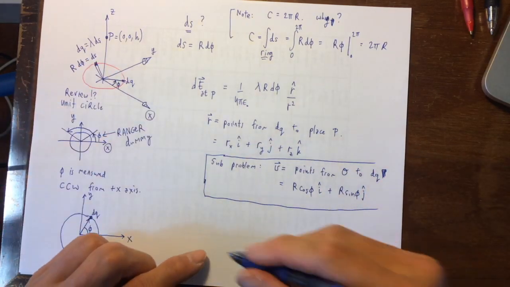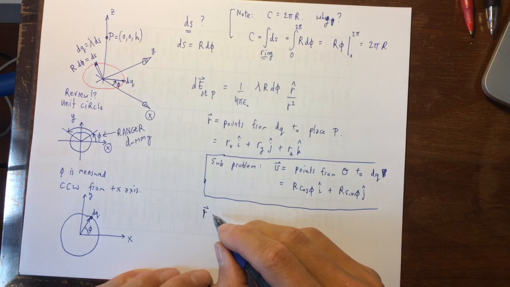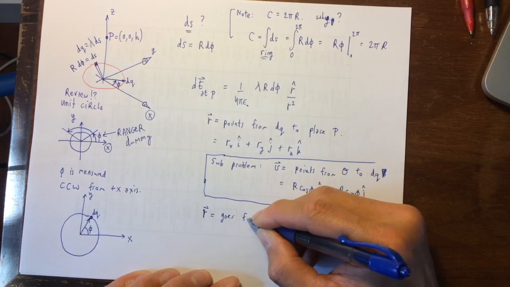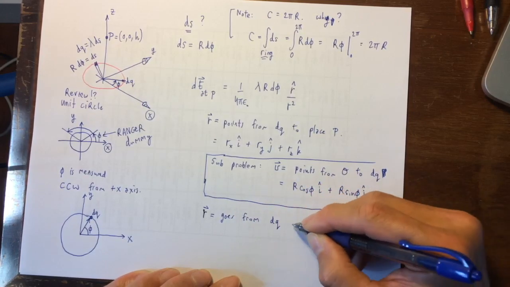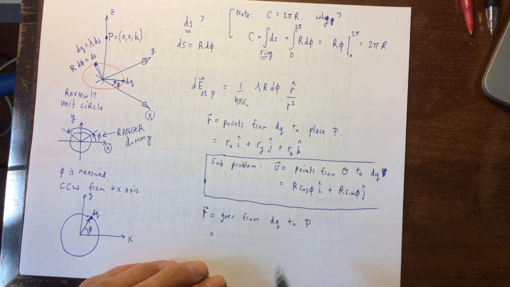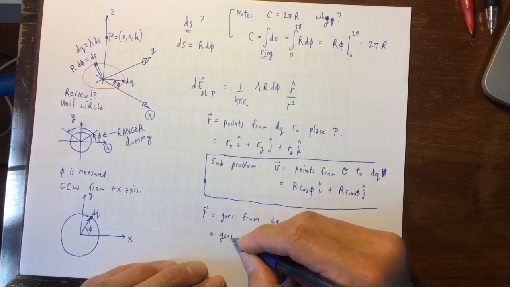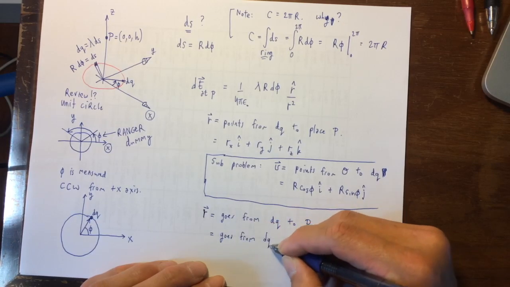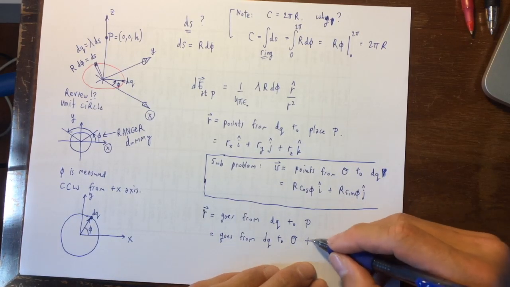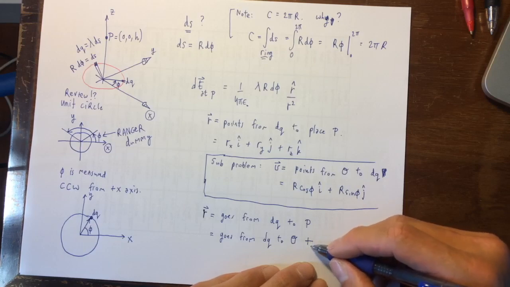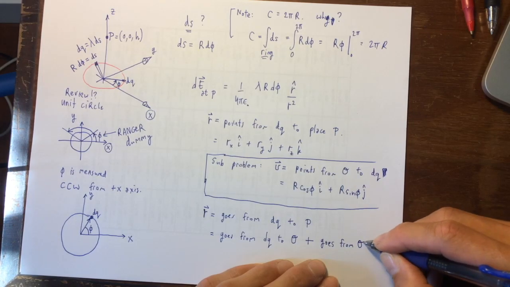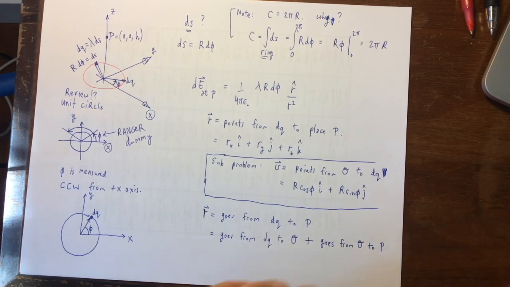So the vector r is the vector that goes from dq to P, but I can build this vector the following way. It goes from dq to the origin, and then afterwards, once you get to the origin, you use a different vector to go from the origin to P.